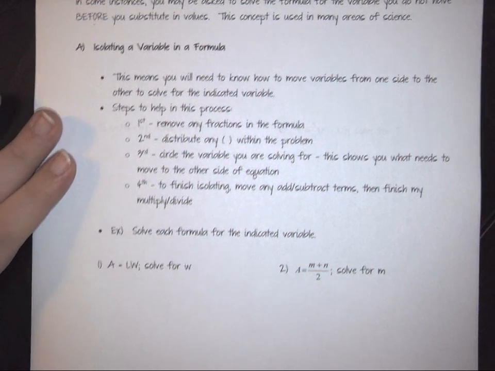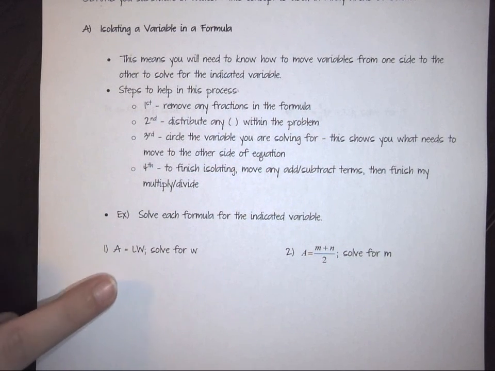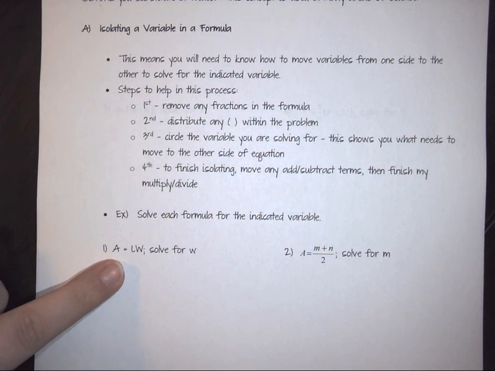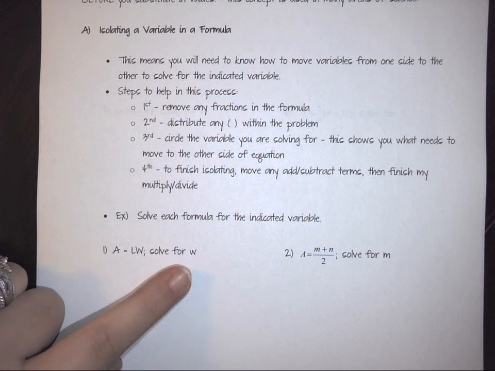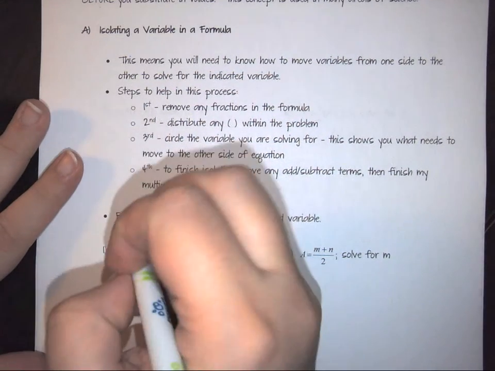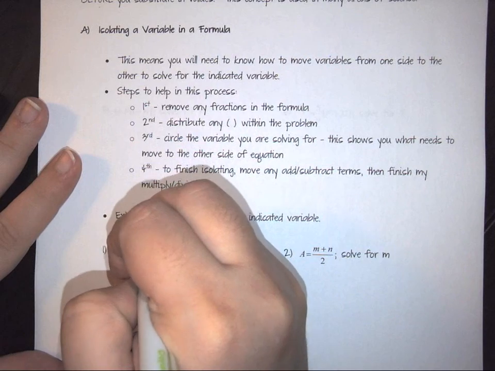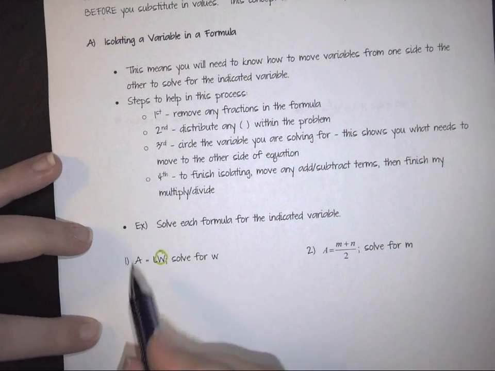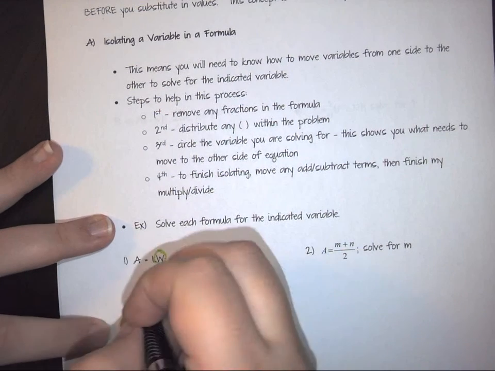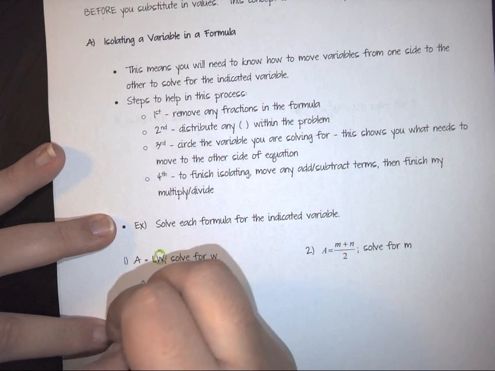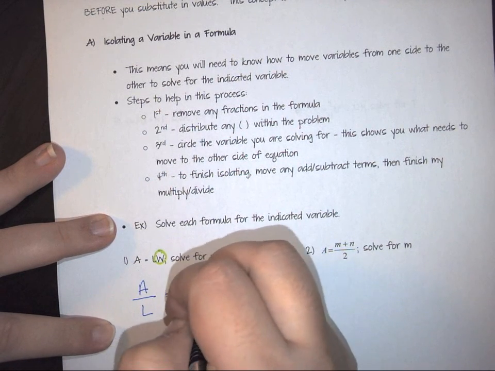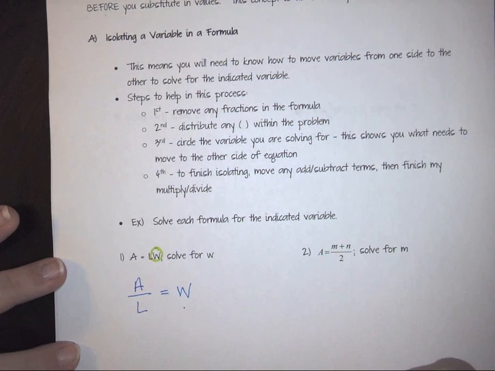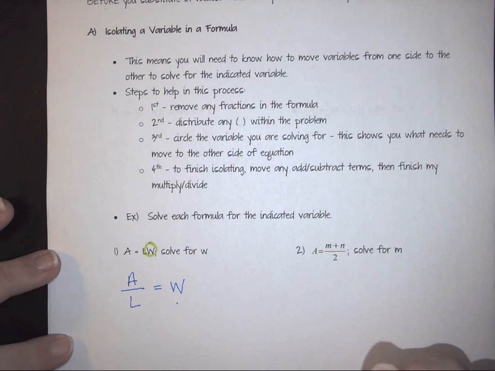So for example, we are given a formula here, A equals LW, and we are asked to solve for W. So in this case, we are looking for W. Therefore, we have to divide everything by L. So A over L is equal to W. Since W is totally by itself, we've done what we need to do.